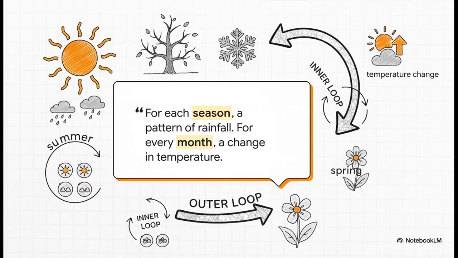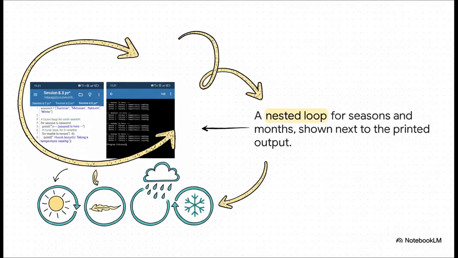This is just the perfect way to think about it. A nested loop is literally a loop inside of another loop. Imagine the seasons as the big outer loop. For every one pass of the season loop, a whole inner loop of months has to run its full course. The big loop just waits patiently until the little one is all done before it moves on. That's the whole idea right there. Cycles within cycles. And here's what that looks like in actual Python code.